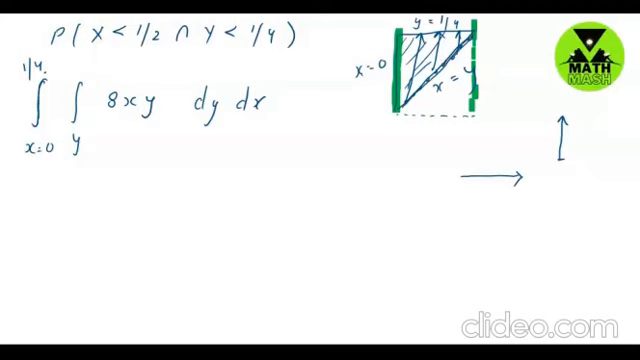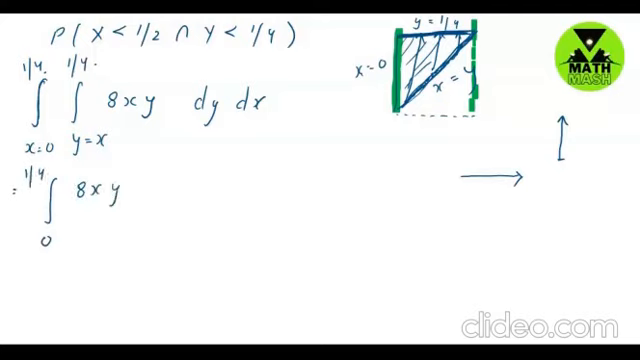Along this line, because the bottom points lie along this line, the y value is equal to x, and the topmost value of y along this line is 1 by 4. Now integrate the function, with x going from 0 to 1 by 4. Now integrate this function with respect to y first.